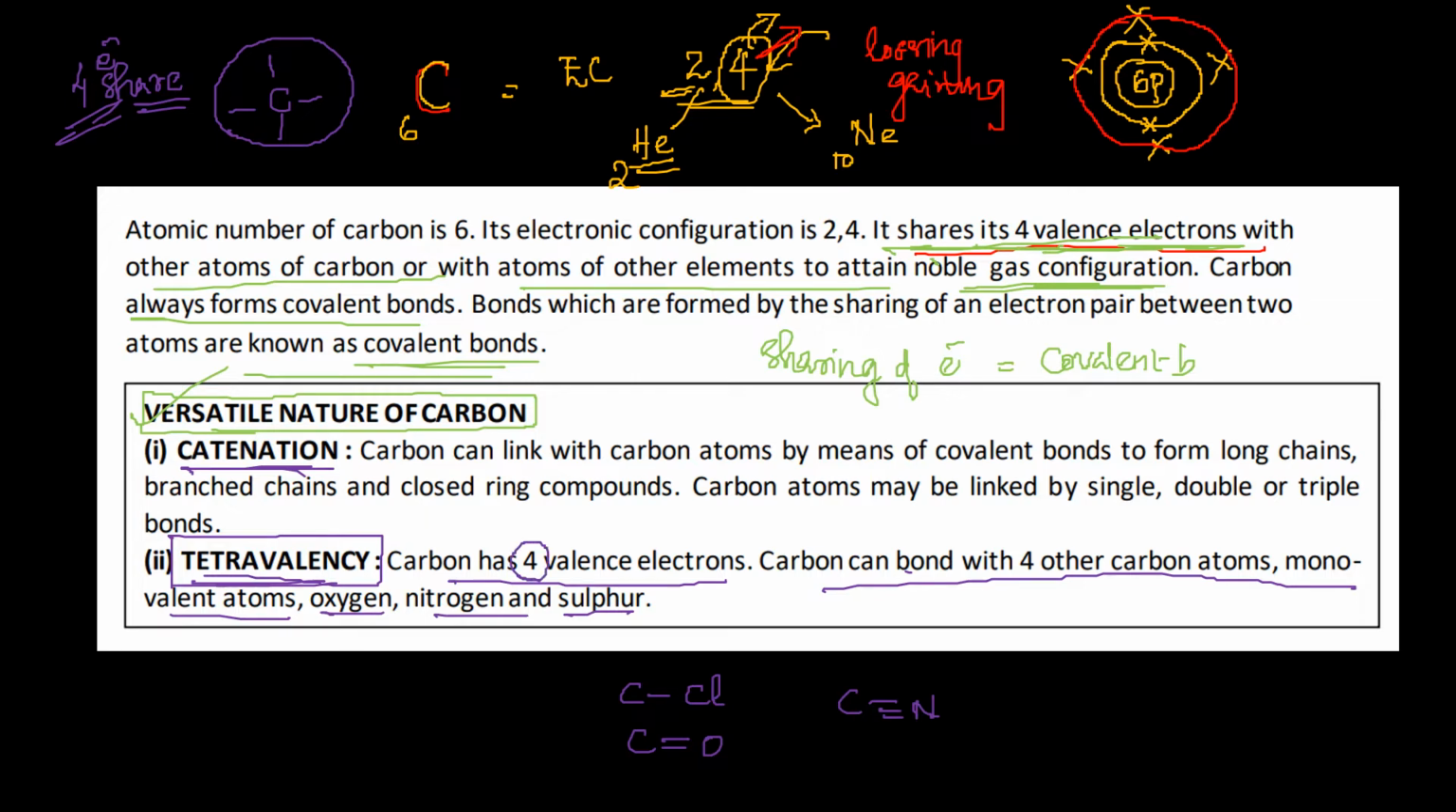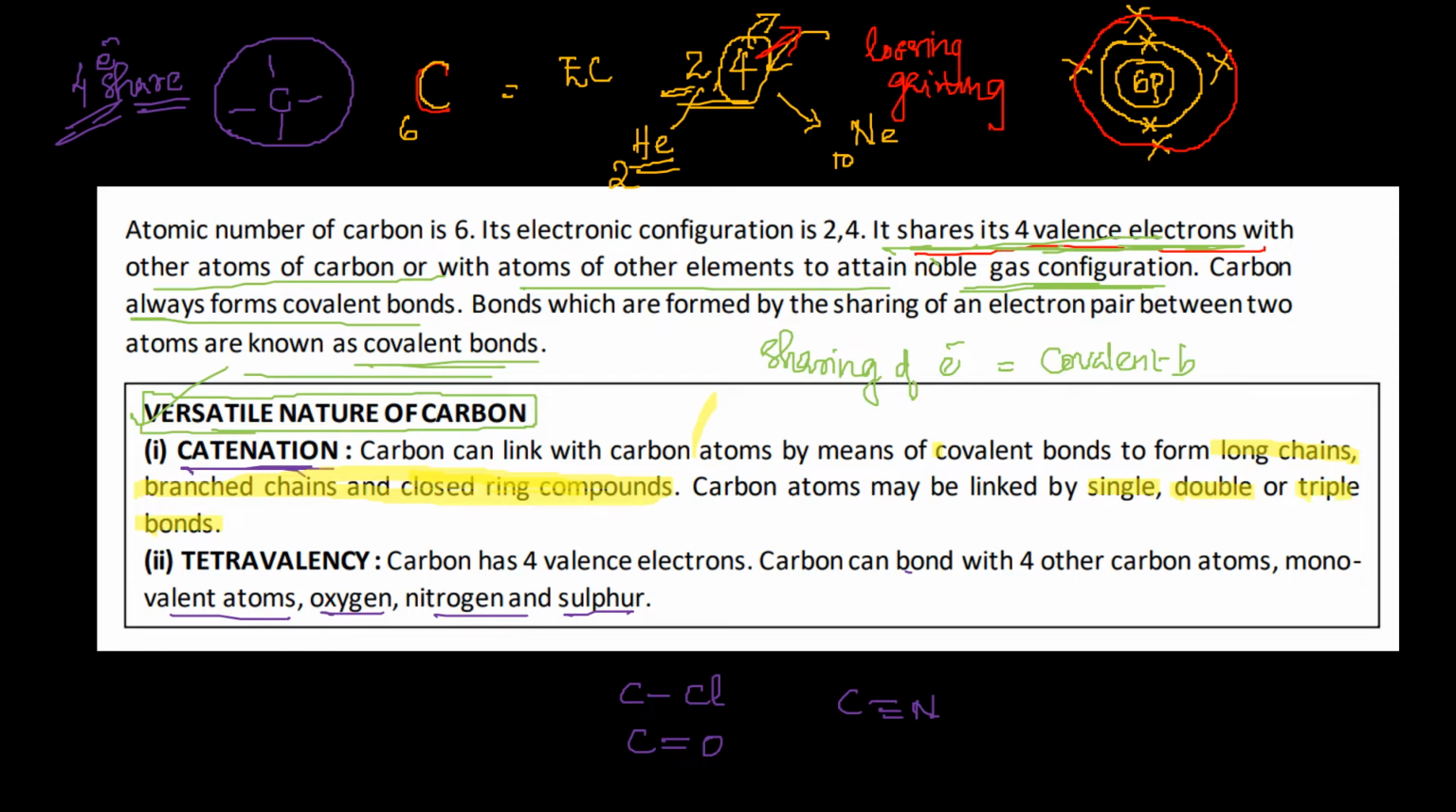Now the second term, that is catenation. Carbon can link with carbon atoms by means of covalent bonds to form long chains, branched chains, and closed ring compounds. Carbon atoms may be linked by single bond, double bond, or triple bond.